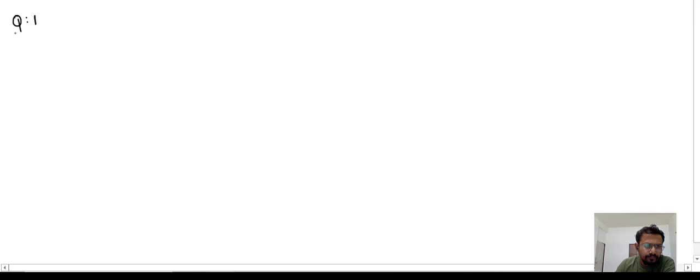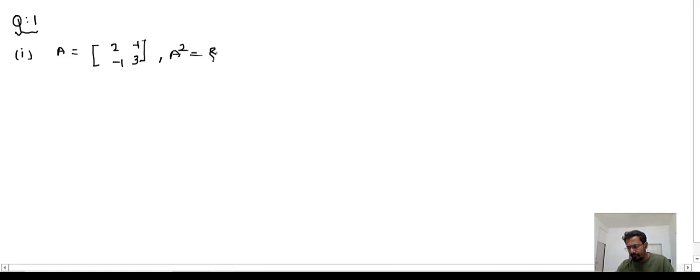Question 1. First, A equals the matrix [2, -1; -1, 3]. We want to find A square. So simple. A square equals A into A.